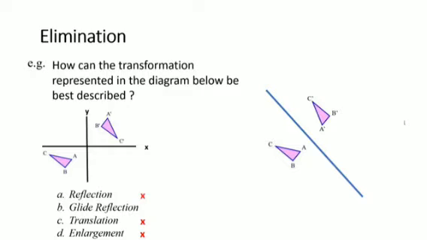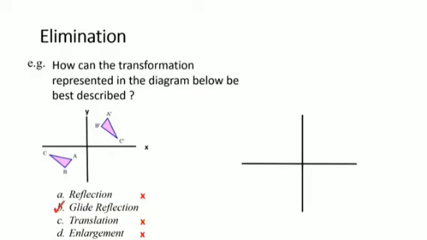By virtue of elimination, we can tell that this is therefore a glide reflection. A glide reflection is a combination of two transformations. For example, if you had this as your pre-image and this as your mirror line, it is a reflection first, followed by a translation. Now this looks like the image in your question.